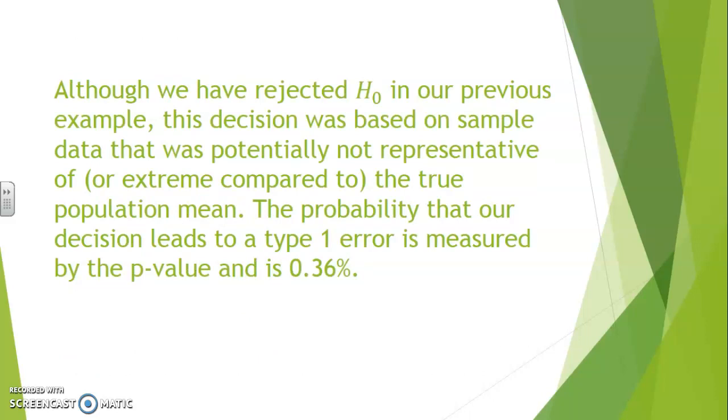Although we have rejected H0 in our previous example, this decision is based on sample data that was potentially not representative of the true mean. The probability that our decision leads to a type 1 error is actually what the p-value measures and is equal to 0.36%. In other words, there is a 0.36% chance that rejecting H0 is an error. I think we can live with such a small risk of error.